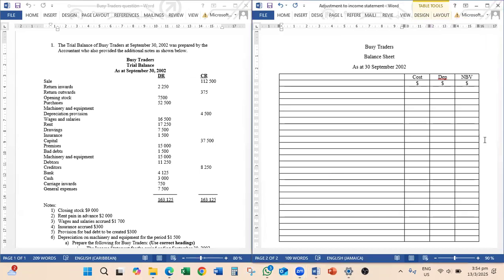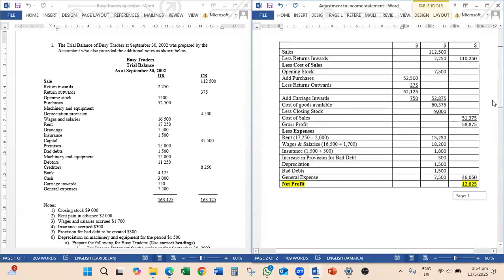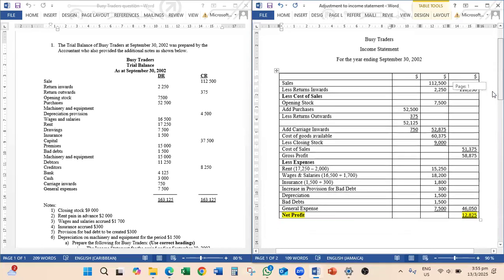So just to recap, the adjusted income statement, this was it. We were looking at Busy Traders. Key points to remember: when you reach the gross profit, you would add revenue, but in this question we don't have any revenue. Leading up to the gross profit, the trading account as they call it in the income statement, there's not much to adjust.